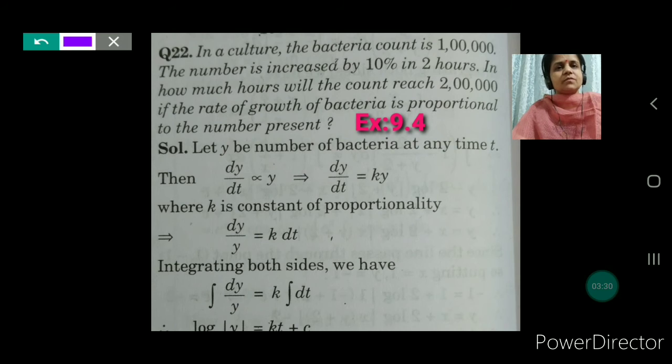Now let's solve question number 22. In a culture, the bacteria count is 1 lakh. The number is increased by 10% in 2 hours. In how many hours will the count reach 2 lakh? If the rate of growth of bacteria is proportional to the number present, this line is very important students.